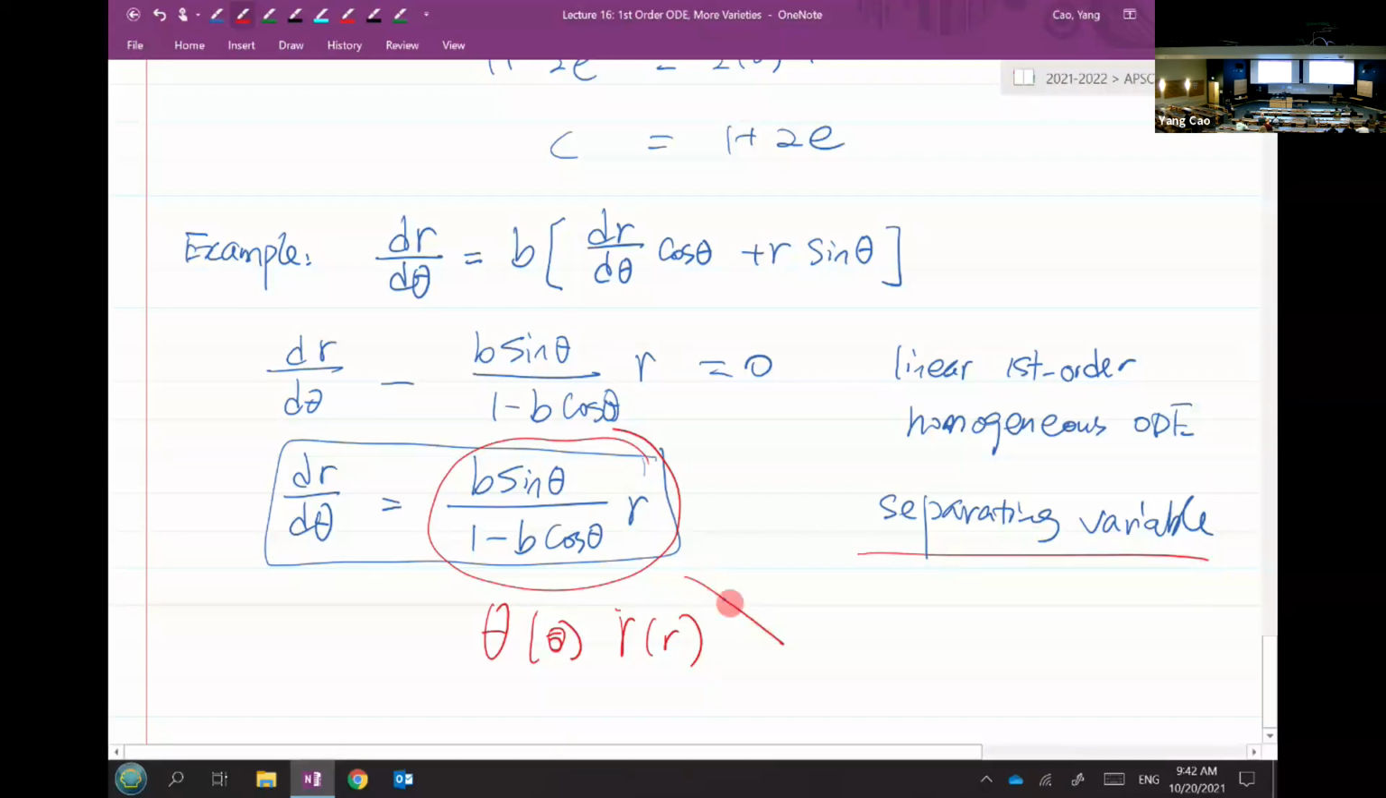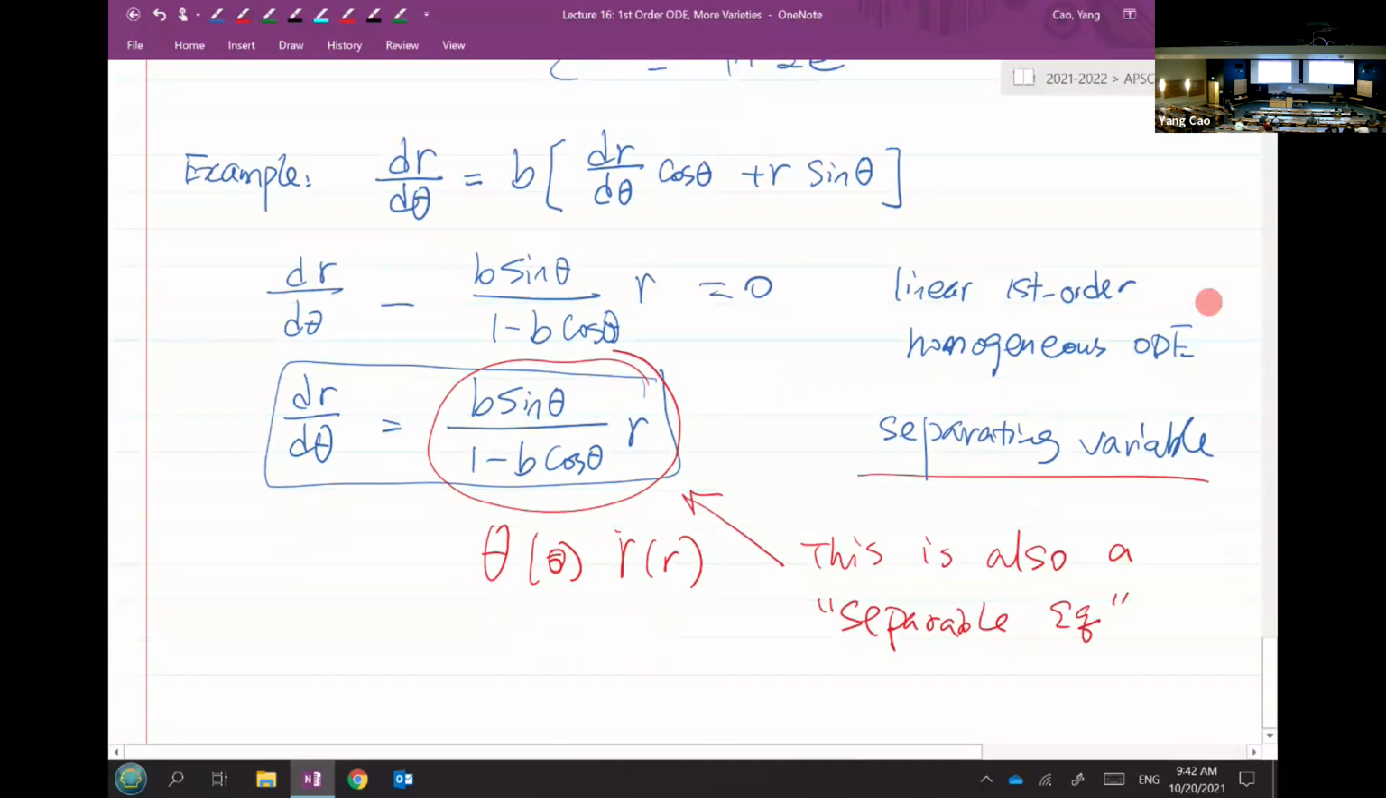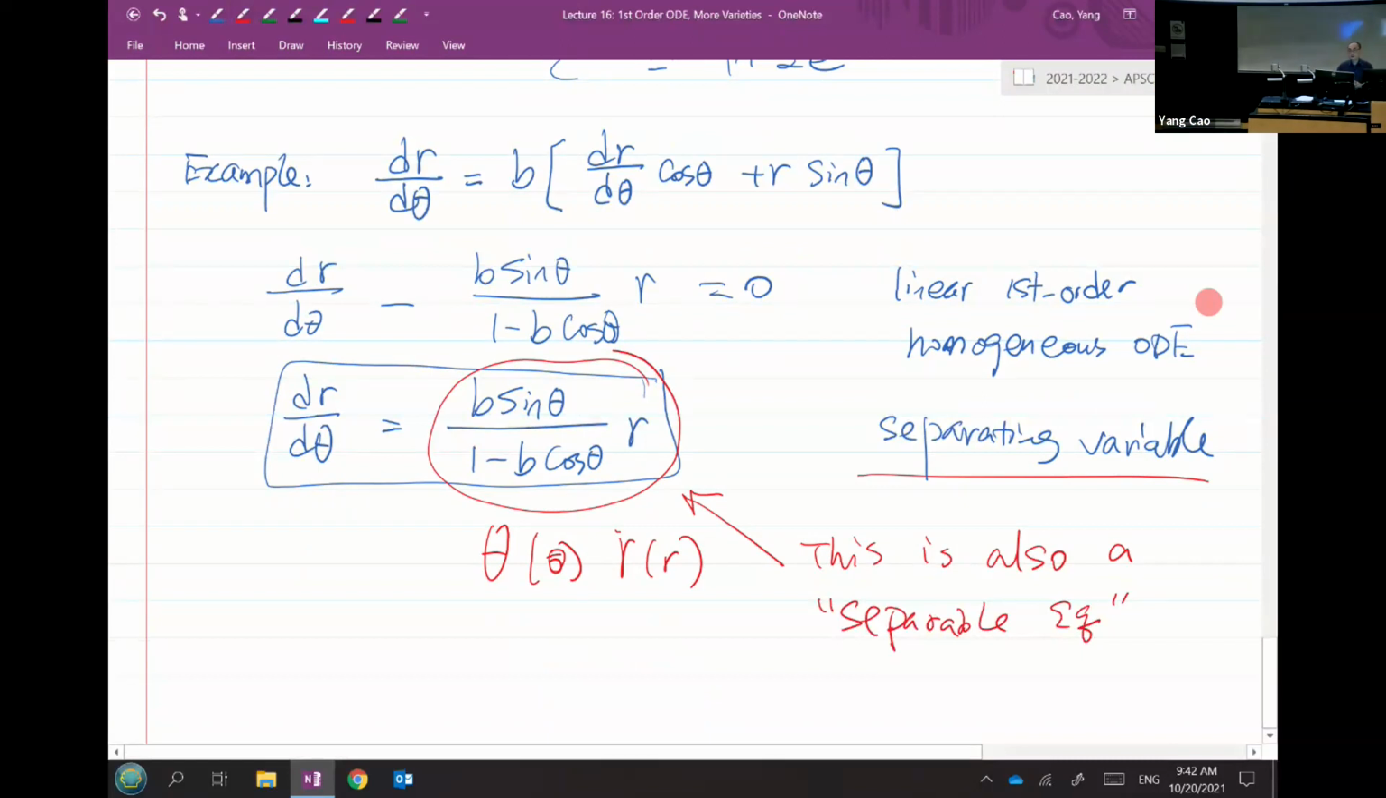So basically, this is also a so-called separable equation. Categories do sometimes overlap, including each other.